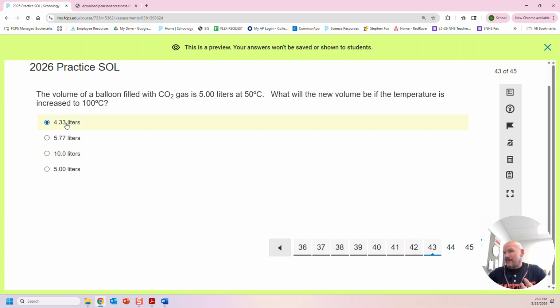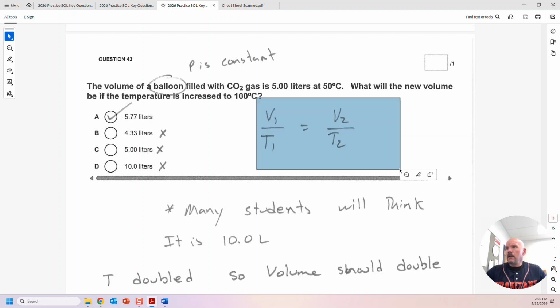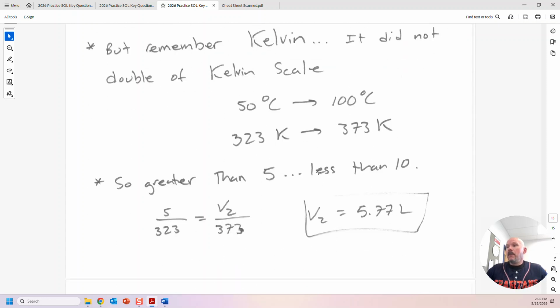So we can eliminate this answer, right? That can't be the correct answer. And we can eliminate this one if we understand that it didn't double on the Kelvin scale. So it's going to be this one or this one. So by process of elimination, the volume has to get bigger. So it's going to be this one. All right. So that's going to be the answer. But let's see if we have it worked out. So process of elimination, if we really understand KMT and gas laws, we got it, right? But if we wanted to do it, we're doing V1 over T1 equals V2 over T2. We're solving for V2. V1 was 5 liters.